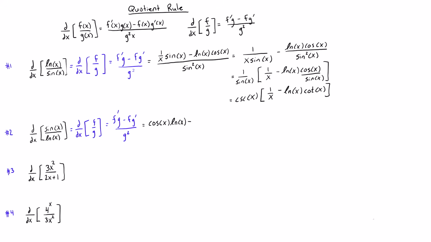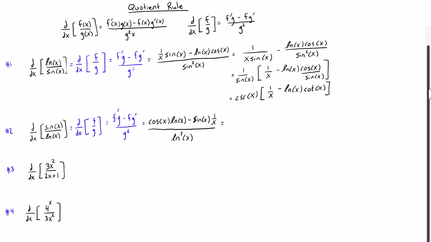So it's times f, which is sine of x, times the derivative of ln of x, which is 1 over x. And this is all going to be divided by g squared, so that's going to be ln of x squared. There's a slightly cleaner way that we can write this for our final answer, and it's to get this fraction out of the numerator.